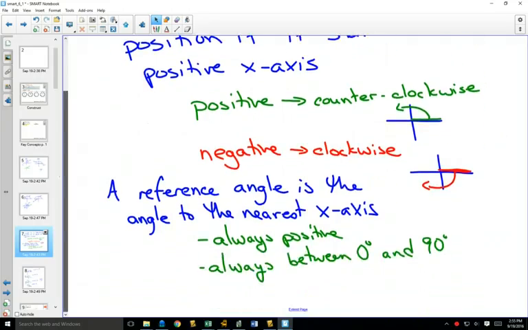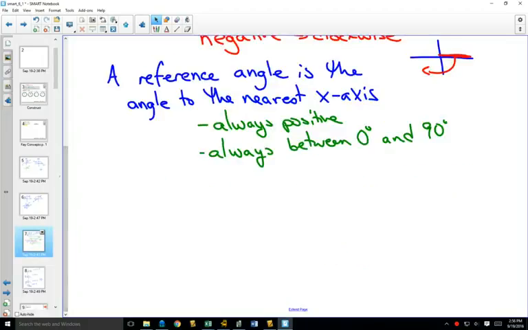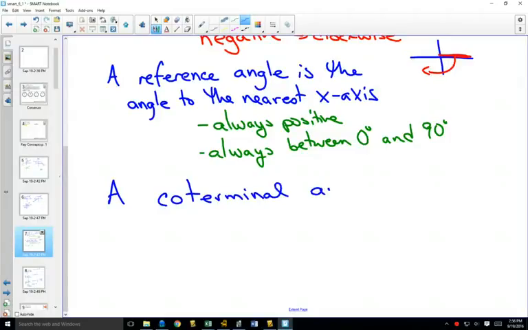And the last definition that we're going to add on this page is a coterminal angle. All right, so if I have an angle of 5 degrees, can you tell me a coterminal angle?